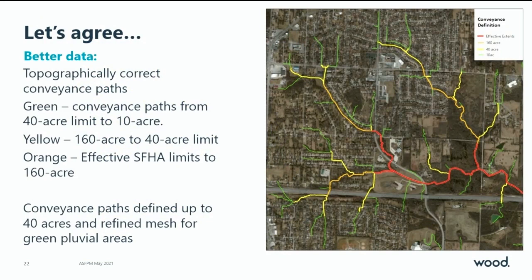The green lines here are from the 40-acre line up to the 10-acre contribution line. The yellow are from the 40 to the 160, and the orange are from the effective areas up to the 160. As you can see, it varies depending on the shape and the slope of the watershed. We define conveyance paths up to 40 acres in urban areas like this. And then we rely on a refined, detailed mesh to do the pluvial flooding associated with the green segments.